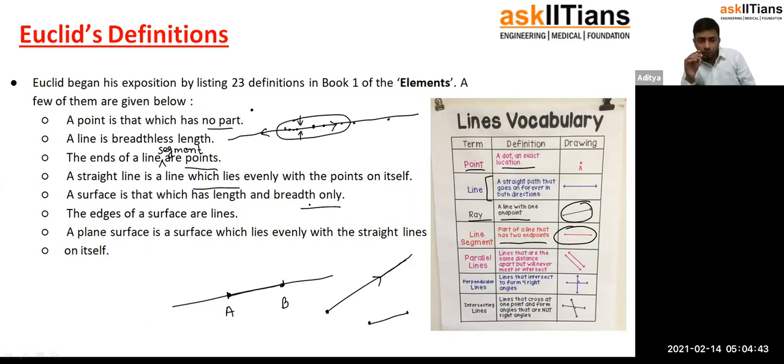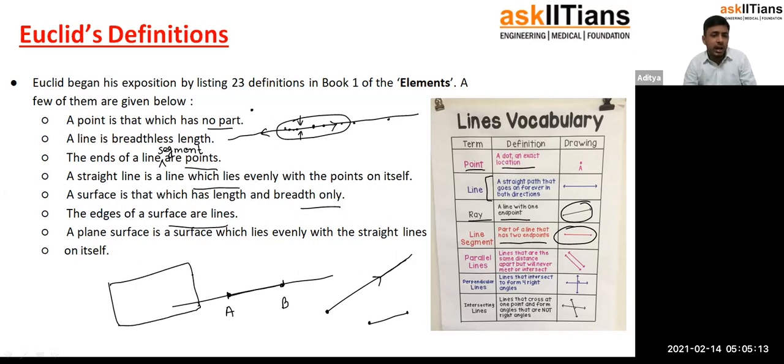So look, one dimension was defined by a line, which only constitutes a length. A point had zero dimensions. A surface has two dimensions, described by both a length as well as a breadth. And of course, later when we study three dimensions, it is constituted by a length, breadth, as well as a height. Correct? Now, the edges of a surface are lines. So this can be a surface, for example.